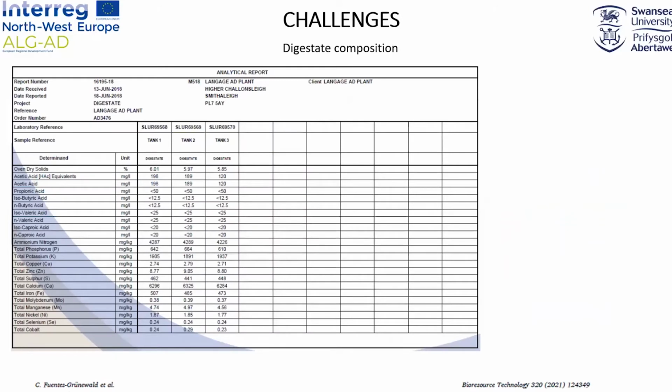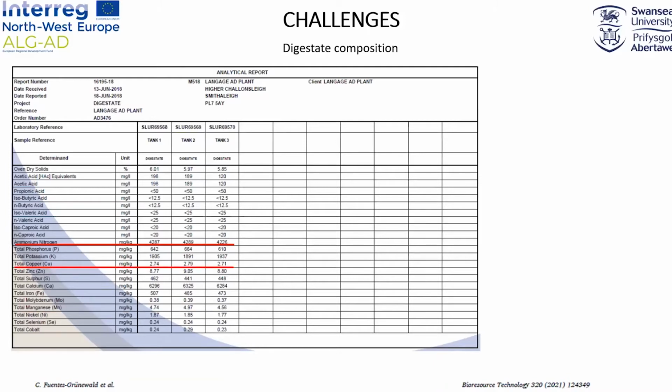Of course, we have challenges, difficult challenges, I would say, and I'm going to explain why. First of all is the digestate composition. As you can see in this table, this is a standard analytical report of the digestate that ALG-AD produced, and the ammonium concentration is really high, nearly 4.2 grams per liter. That was a big trouble, because probably you know that ammonia, when it is too high, becomes toxic for photosynthetic organisms. So that was the main challenge.